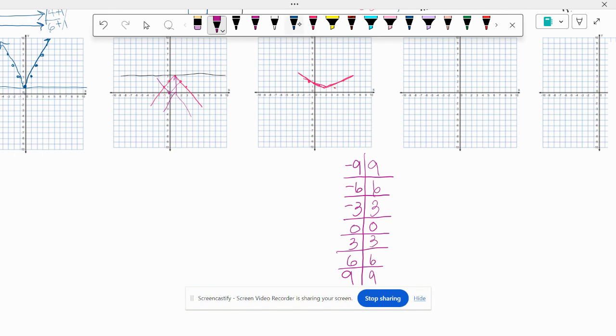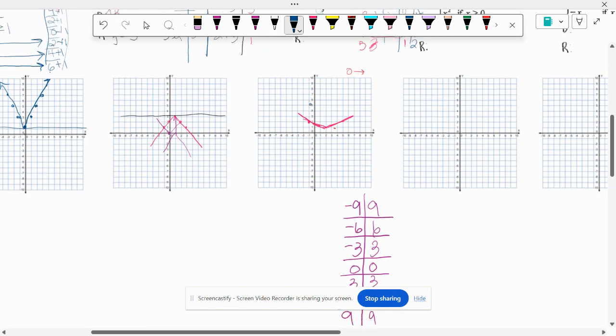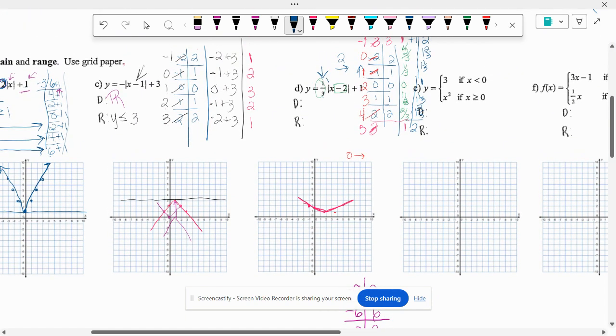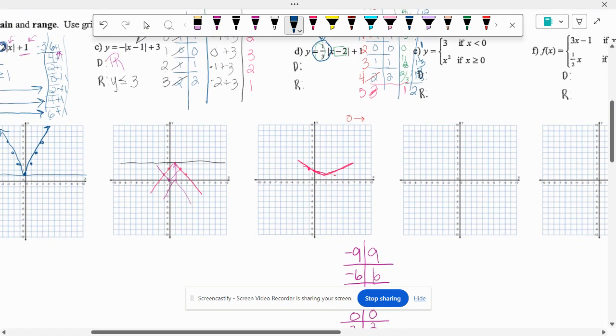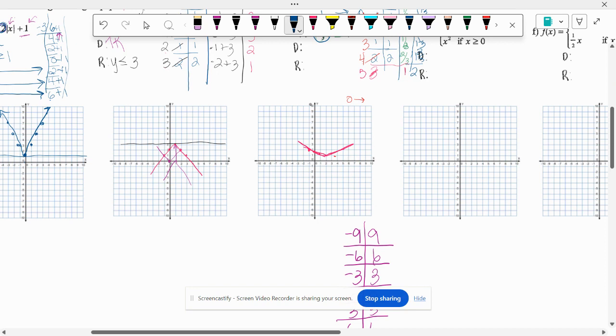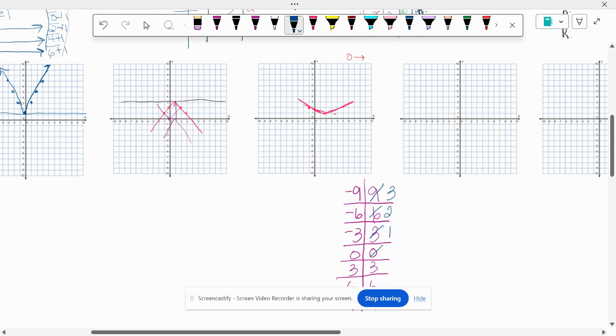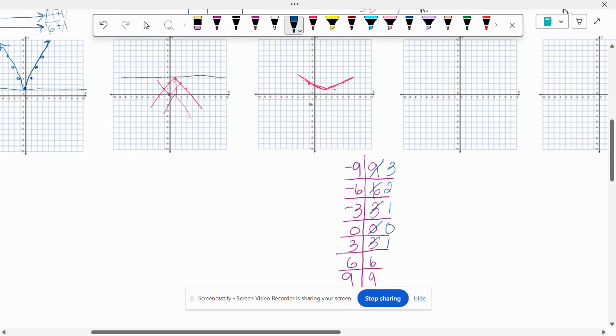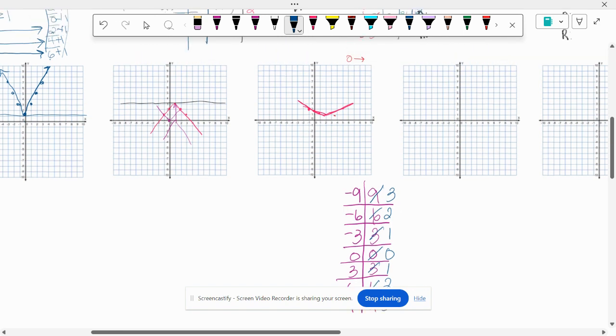So if I were to take that transformation, the first one says that I multiply all of my outputs by 1/3. 1/3 of 9 is 3. 1/3 of 6 is 2. 1/3 of 3 is 1. 1/3 of 0 is 0. 1/3 of 3 is 1. 1/3 of 6 is 2. And 1/3 of 9 is 3.